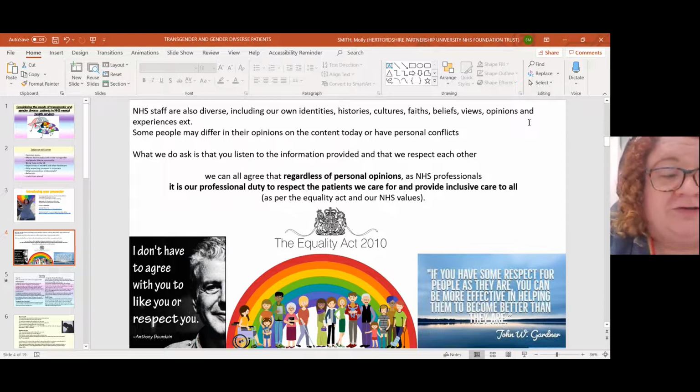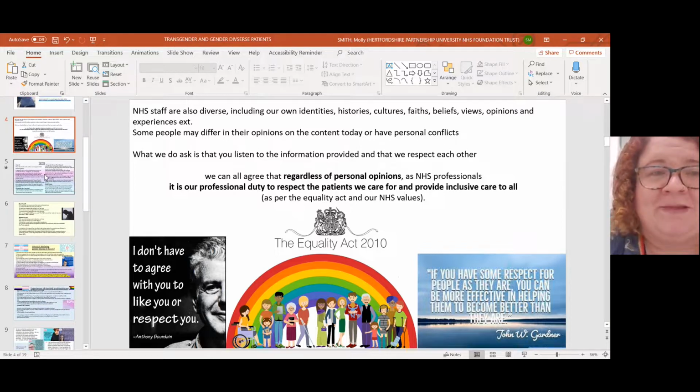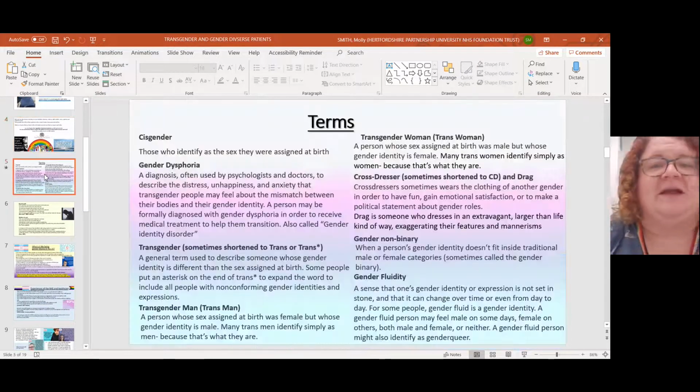And it's our duty as professionals to abide by the Equality Act and also our NHS values. That is something I think all professionals can agree on, regardless of what your opinions or other standpoints might be today. So without further ado, I'd like us to start with some terminology, because I know there is a bit of confusion for terminology.